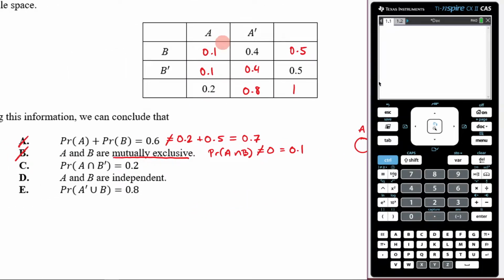Next one, the probability of A intersection the complement of B. Well, that's 0.1, so that doesn't work, they're not equal to each other. Get rid of that.